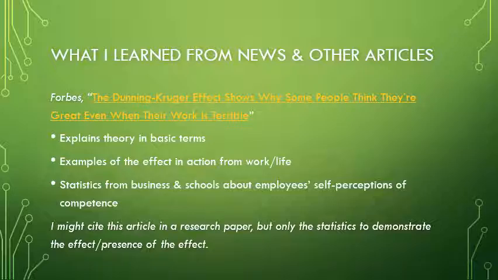And it gives some statistics from businesses and from some universities about the self-perceptions of their employees when it comes to their competence. So I might cite this article in a research paper, but it's pretty simple. It's pretty basic. The theory, the examples are very basic. I could get better terms, better definitions from the original source, certainly from more rigorous scientific articles. But the statistics are useful because that's a good way to demonstrate that there is an effect present. So it demonstrates that this thing is happening. So those are useful statistics. That's something that might make it to my research paper ultimately.